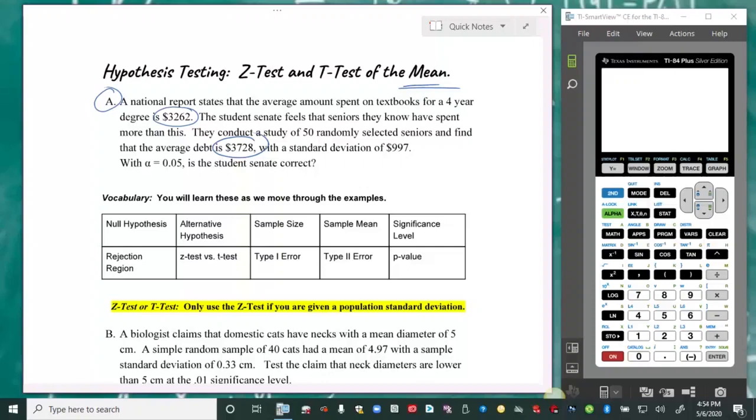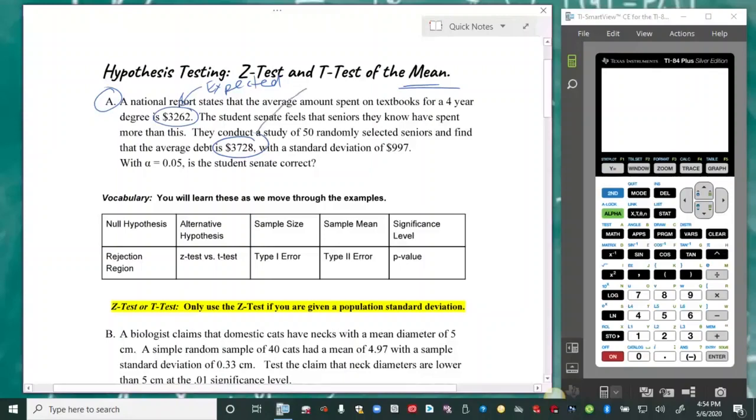Okay, so there's a lot of information there. I want to first talk about this notion of, are we getting something that was unexpected compared to what we did expect? What we're expecting is what the report says. I know that we've said, gosh, we think that this is bigger, but if we go based on this national average, then that really should be the amount expected. Sort of innocent until proven guilty. So we're going to assume that it really is $3,262. So this average debt for textbooks turns out to be higher than that, $3,728.